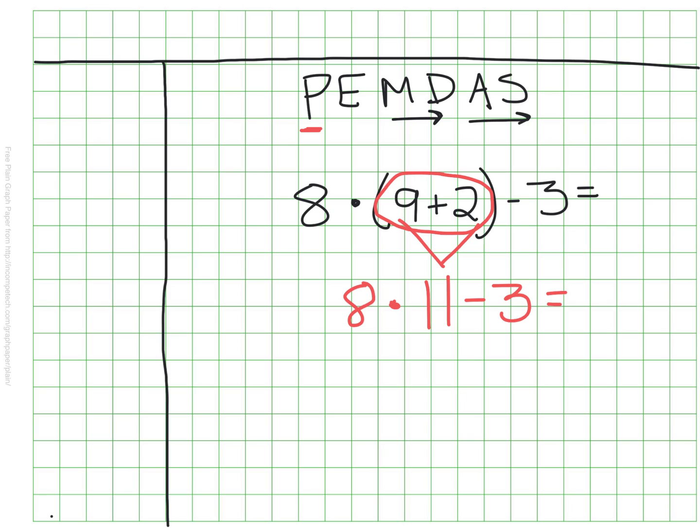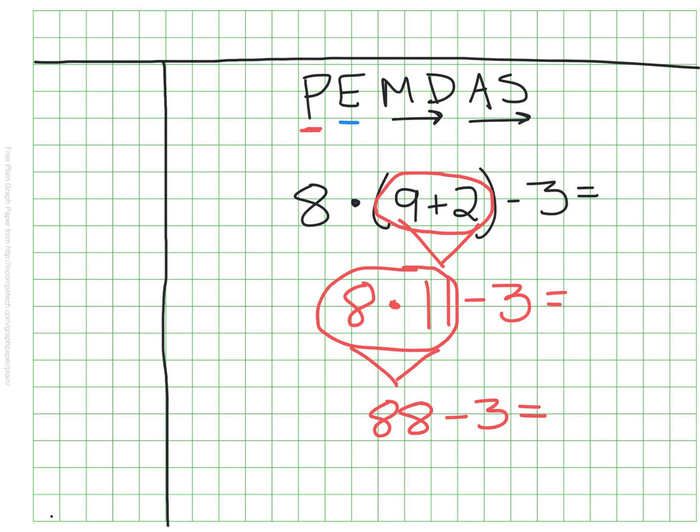The next thing I want to do is to see if there are any exponents. I don't see any, so I'm going to skip that. And I'm going to move on to my multiply and divide. In this case, there happens to be multiplication, but no division, so I'll just go ahead and do my multiplication. I'm going to circle that and make a little snow cone here. 8 times 11 would be 88, and I'm going to rewrite what is left.